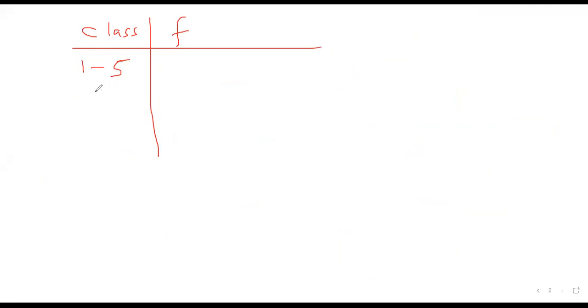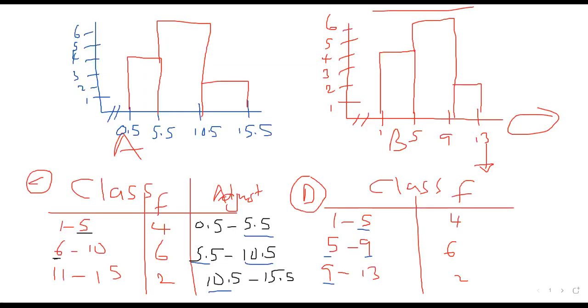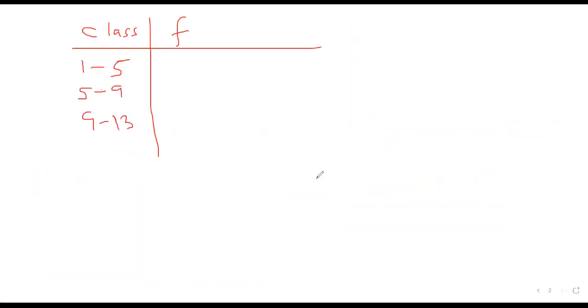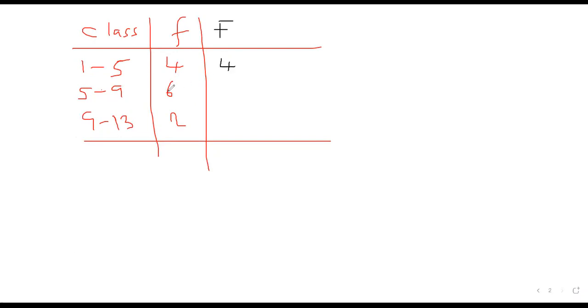Five to 9, 9 to 13. Okay, so here we had the frequencies 4, 6, and 2. So how do you find the cumulative frequency? This capital F, you add on. The 4 comes here, plus 6, we get 10, plus 2, we get 12. This 12 is the same sum total here, 12, which is n.